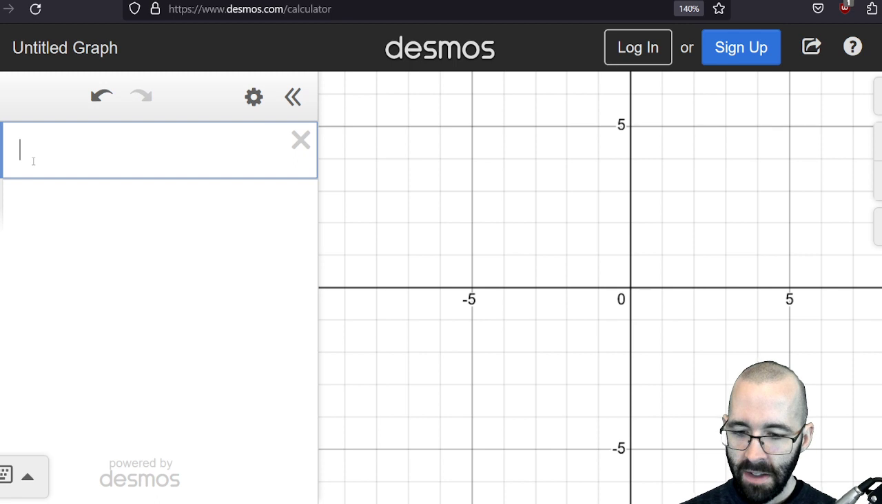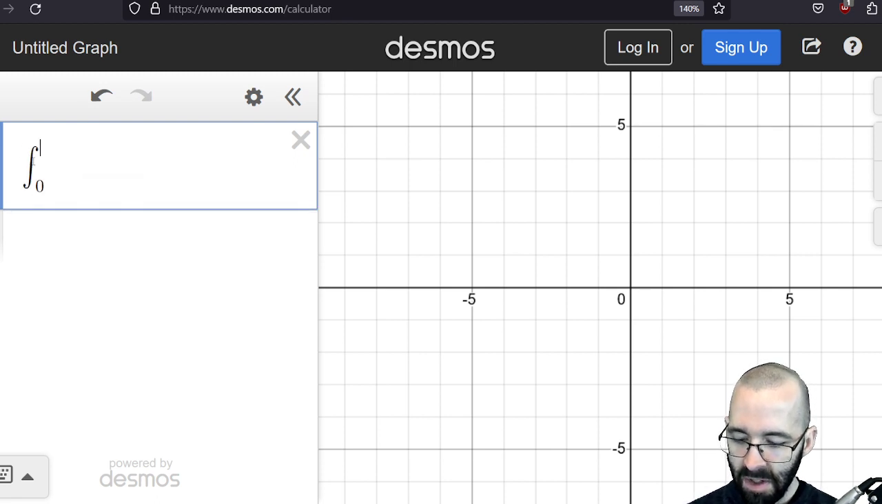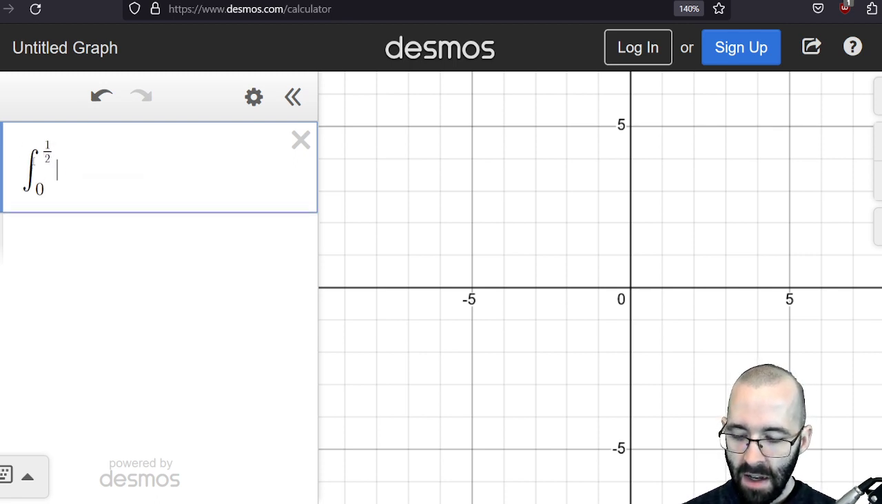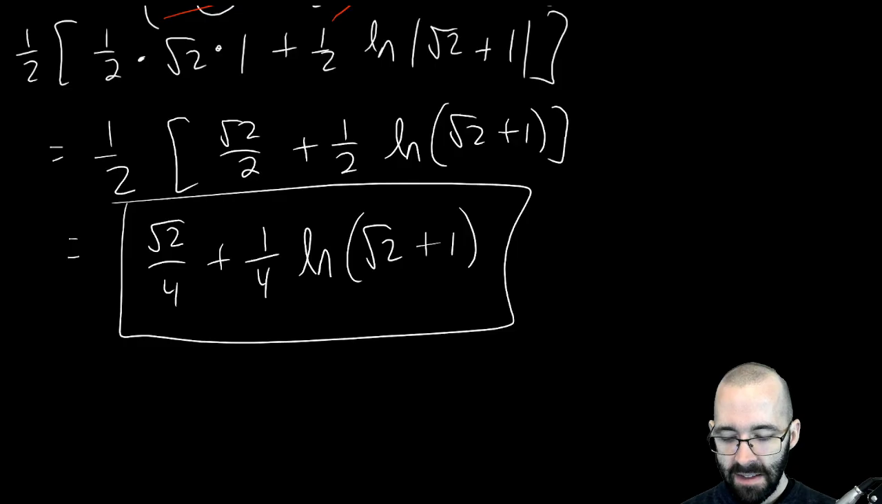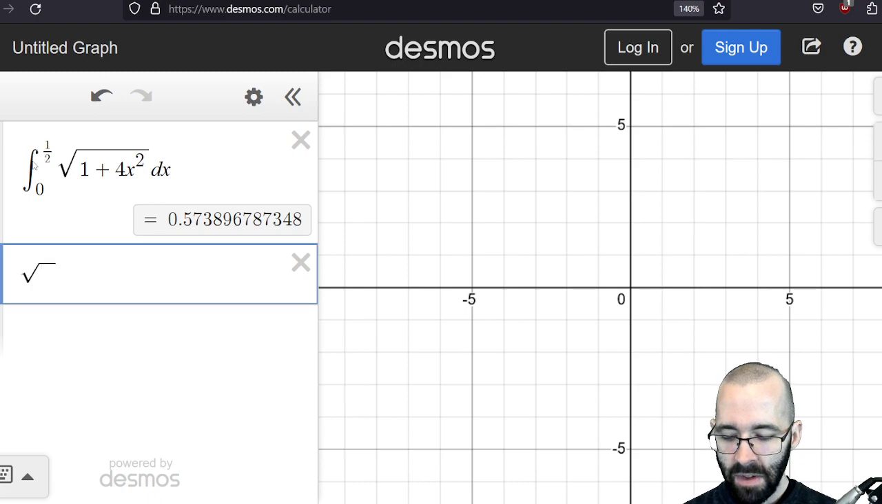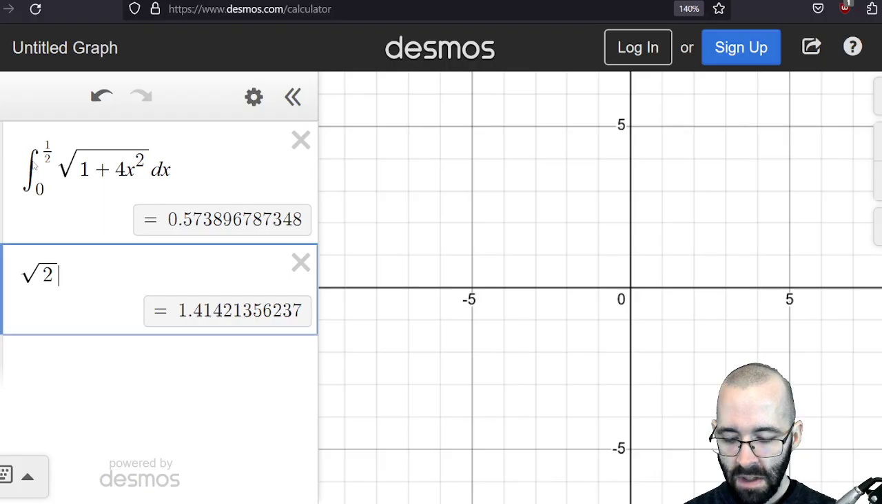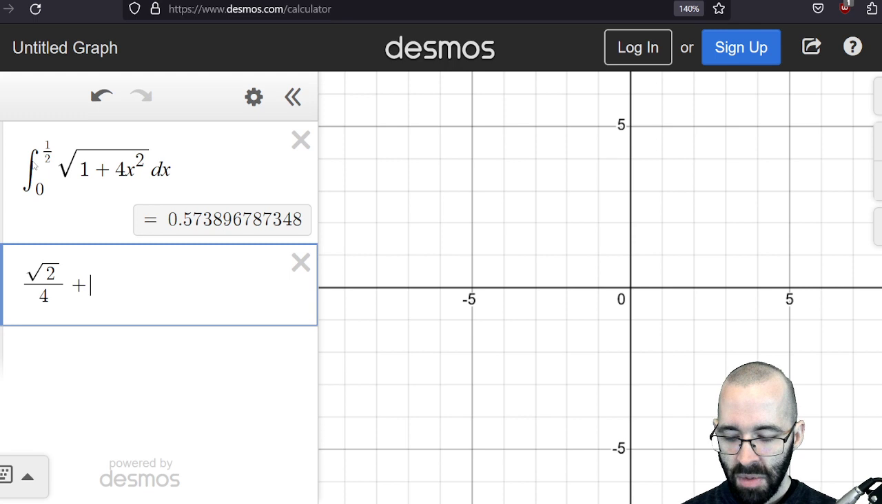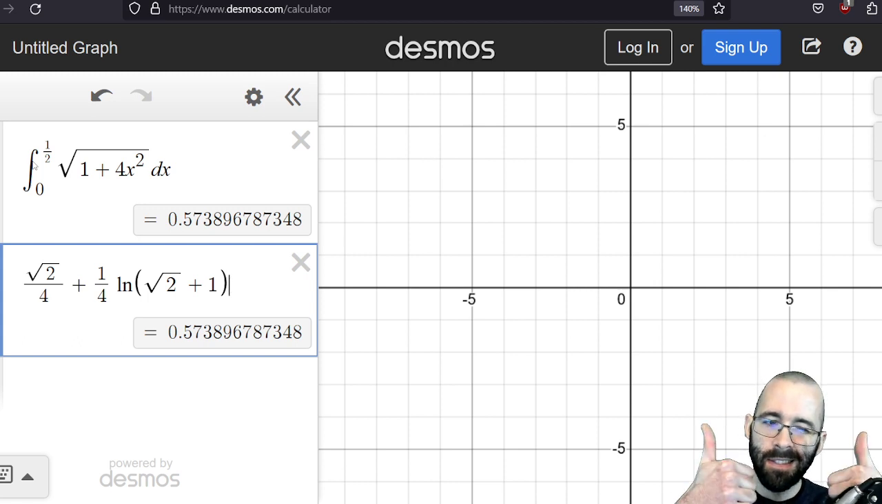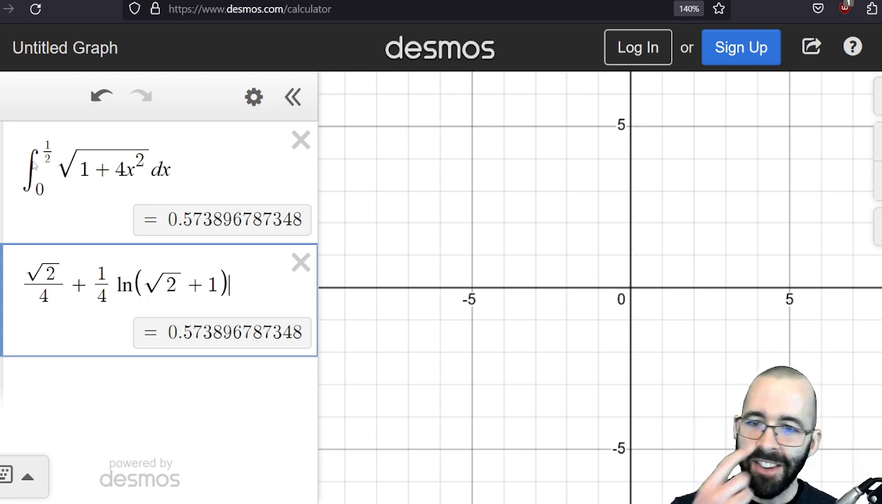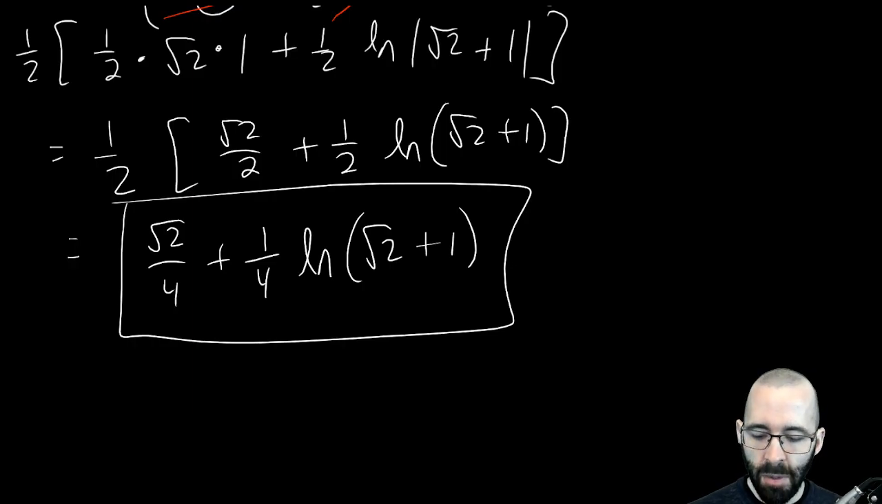Check our answer. Is the integral from 0 to 1/2 of the square root of 1 plus 4x squared dx, that arc length, equal to the square root of 2 divided by 4 plus 1/4 times the natural log of the square root of 2 plus 1? There you go. If you didn't have Desmos, you could get an approximate answer with the Pythagorean theorem as well.